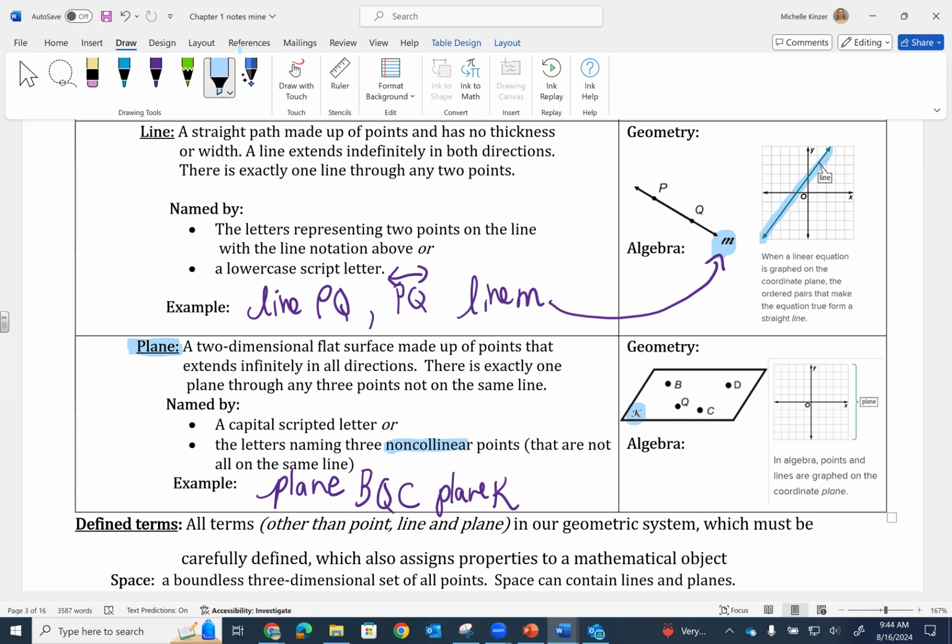So if you want to name a specific plane in a specific slant, you've got to have non-collinear points as you name it. So it's a little weird. You just have to make sure you follow those rules if you're talking about a specific plane. And then this is the coordinate plane that you guys used in algebra.